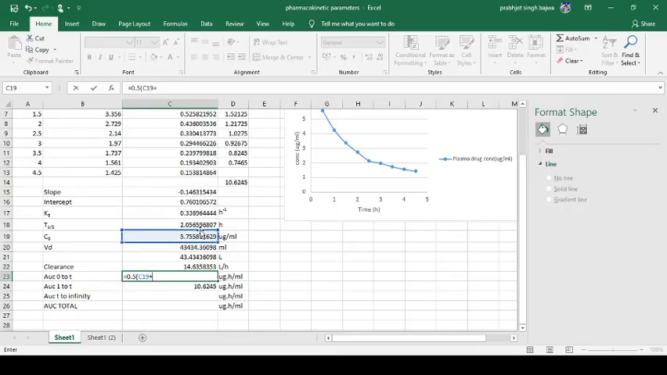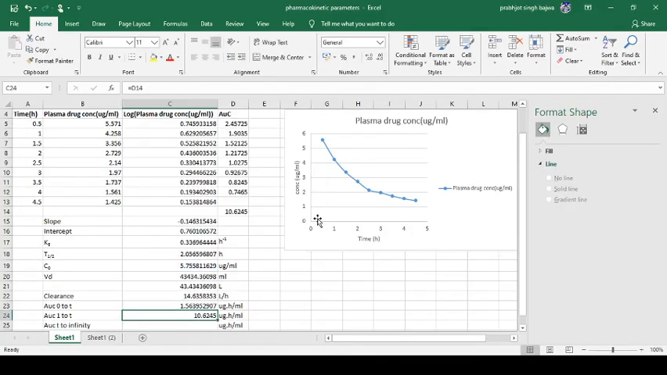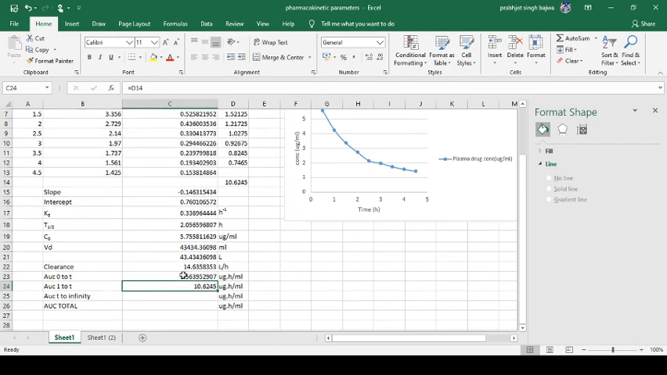plus C1) into T1. So this is the AUC 0 to T1.5. The units are microgram hour per ml.